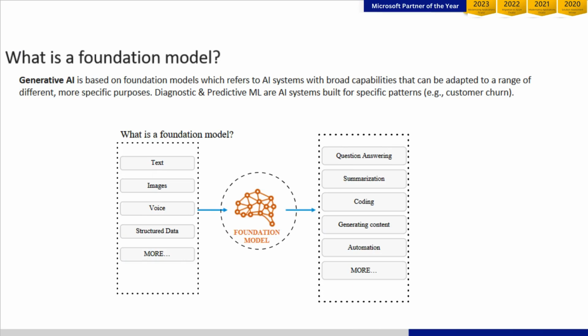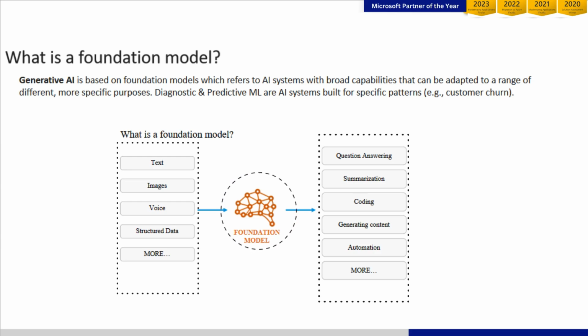Now, the first step over here is foundational models in an AI system, which can predict analytics, information and more. A foundation model can work with any kind of data, whether it's text, images, voice or structured data. Using those foundation models, it can help with question answering, summarization, the coding aspect, generating personalized content, automation and so on.